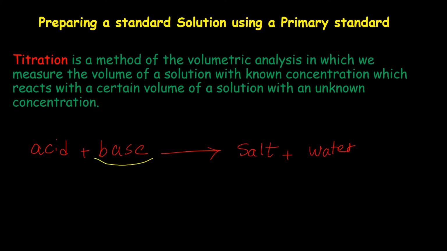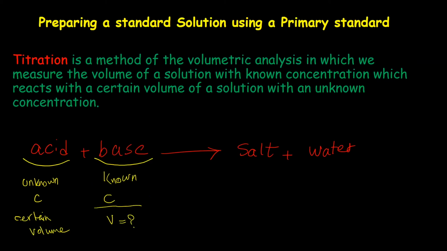Let's say I have a known concentration of this base, known C, and I don't know the concentration of this acid. But I have a certain volume. I know the volume, certain volume. And I want to see what volume of this base can neutralize a certain volume of this acid. And using that, we can find concentration of acid.